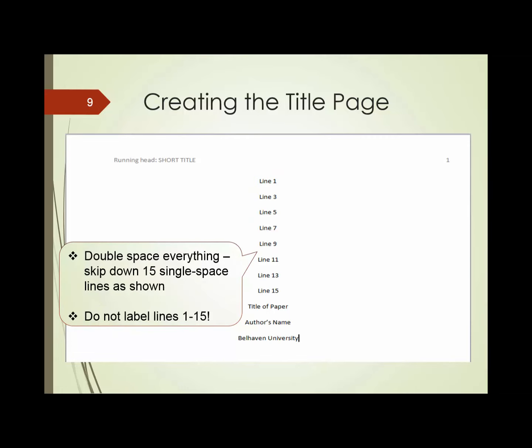You are double spacing everything, so skip down 15 single space lines. Now, because I'm double spacing, I'm not hitting enter 15 times. I'm only hitting enter 7 times, 8 times, but it's double spaced, and I start typing on line 17. Do not label lines 1 through 15. This is only for training purposes.